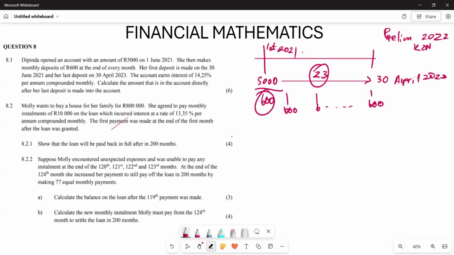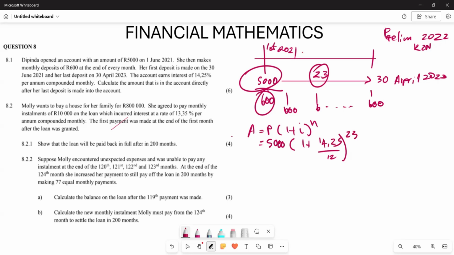So what is the first thing you're going to do? We say A is equal to P into 1 plus i to the power of n. We start with the 5,000 only because there is no monthly installment. You say 5,000 into 1 plus 14.25 over 12, for 23. Now, what is going to be the accumulated amount?